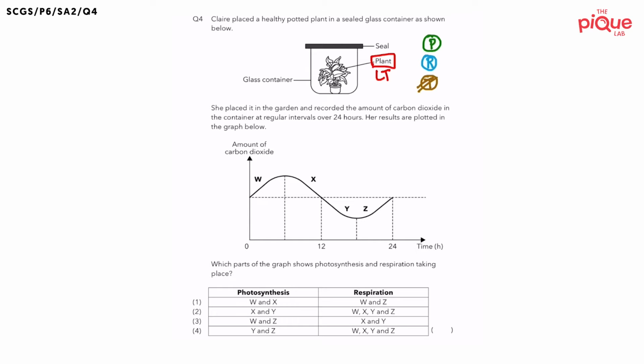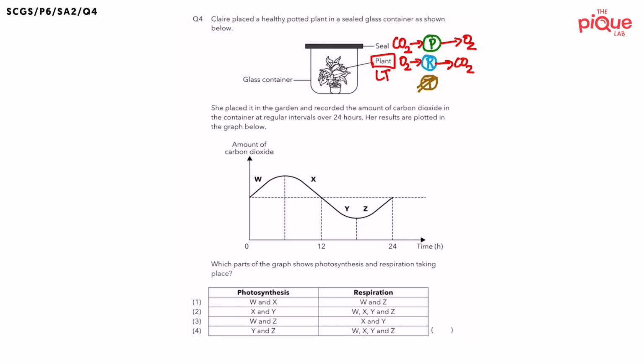Let us look at photosynthesis first. Which gas is taken in during photosynthesis? Carbon dioxide is taken in during photosynthesis. And in the process, the plant will give out oxygen. How about respiration? We see that respiration is an opposite process to photosynthesis. This means that instead of taking in carbon dioxide, the plant will take in oxygen and give out carbon dioxide.